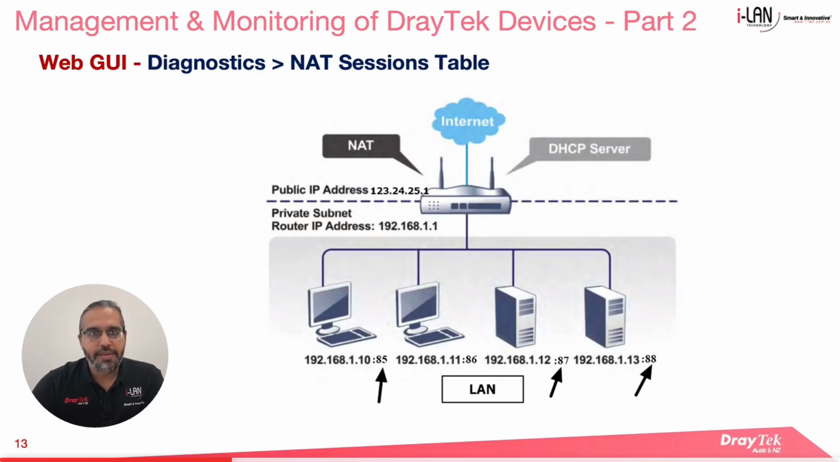So down the bottom there, we've decided we want any external packets going to our public IP address on port 85 to be directed to the PC with the private LAN IP address 192.168.1.10, while packets on port 86 we want to go to 192.168.1.11, packets on port 87 to 192.168.1.12, and any packets on port 88, we want to go to 192.168.1.13. This information will be displayed in the NAT session table when the connections are active.